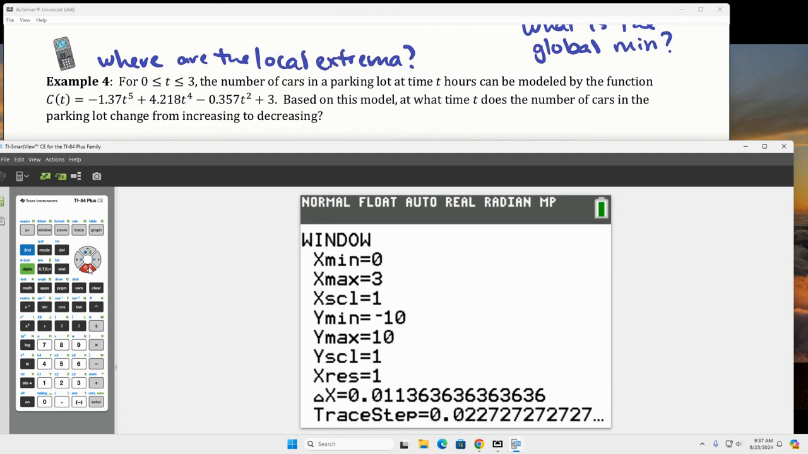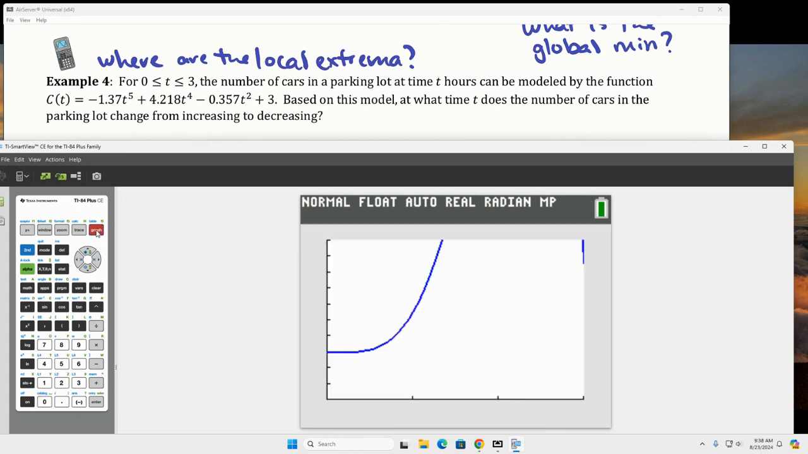All right, now we're going to also change the y's. So right now, mine is set at -10 to 10. Yours might be something different. It doesn't matter. But does a negative number of cars in the parking lot make sense? No. All right, so I'm just going to look at the graph from 0 to 10 cars. Right, and that's obviously not quite enough.